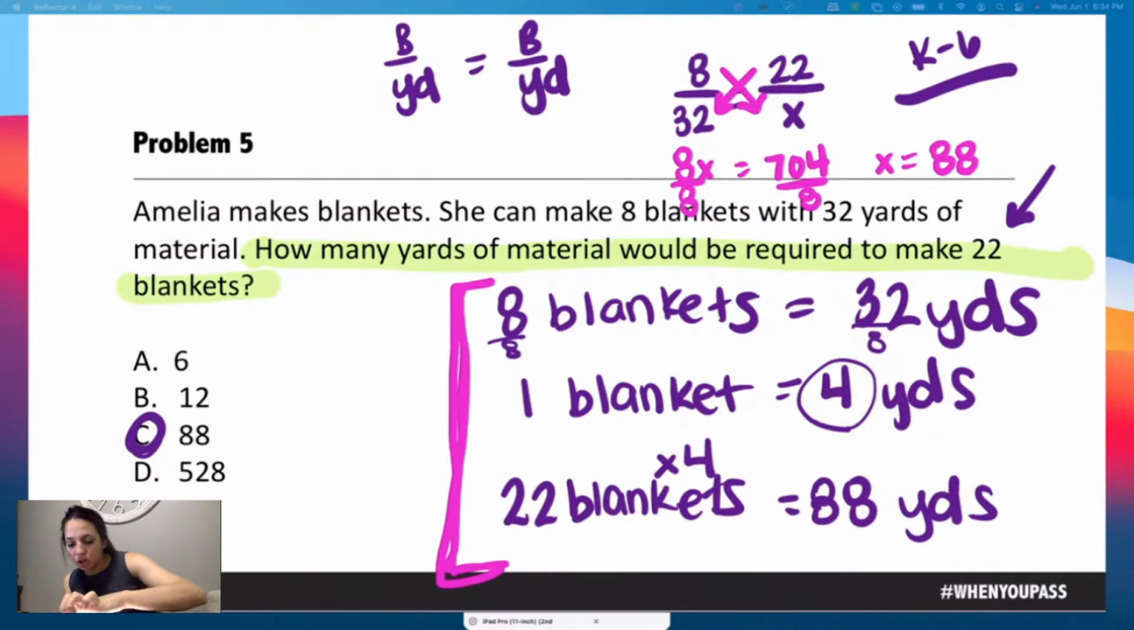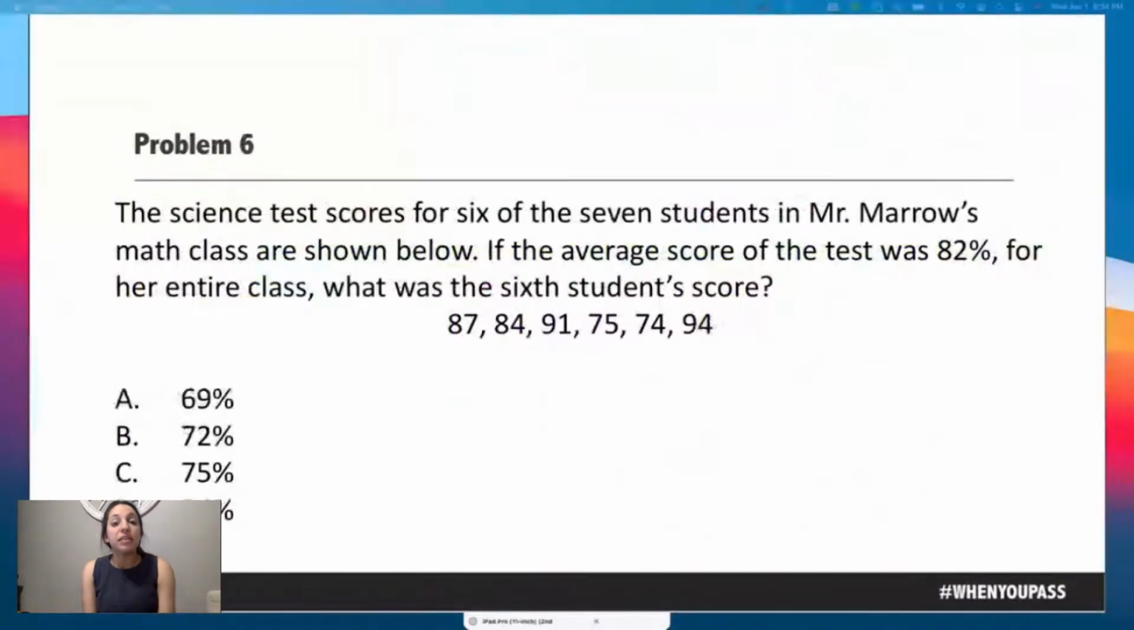All right, we are rolling through some problems tonight. Problem 6. This is good for everybody. The science test scores for 6 of the 7 students in Mr. Morrow's math class are shown below. If the average score of the test was 82% for his entire class, what was the 6th student's score?